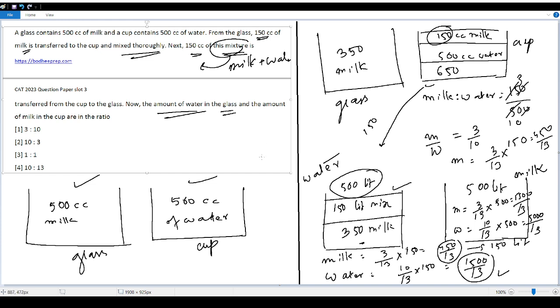So what happened is what? I'm telling you this from the beginning. A glass contains 500 cc of milk and a cup contains 500 cc of water. From the glass, 150 cc of milk is transferred to the cup. So 150 cc is removed from the glass. How much milk is present? 350. Now in the cup, 500 cc of water was already there and 150 cc was added, so we get 650 cc of mixture.